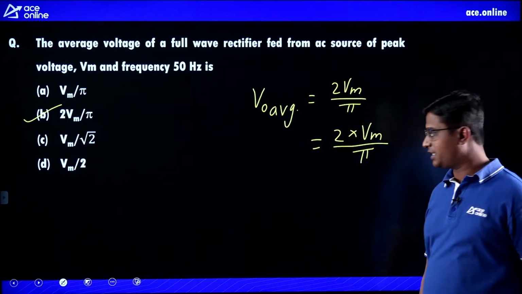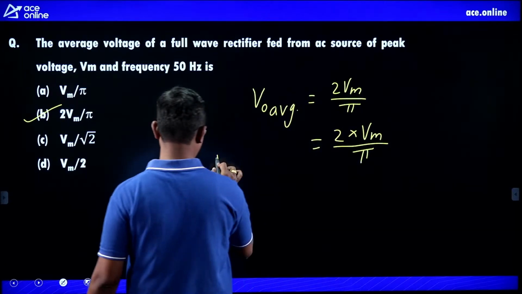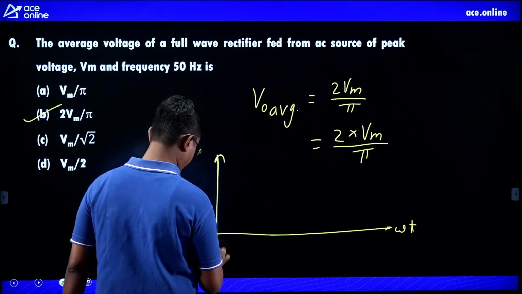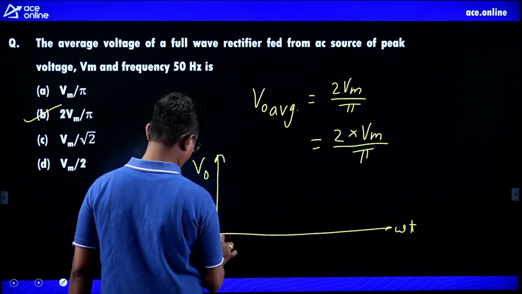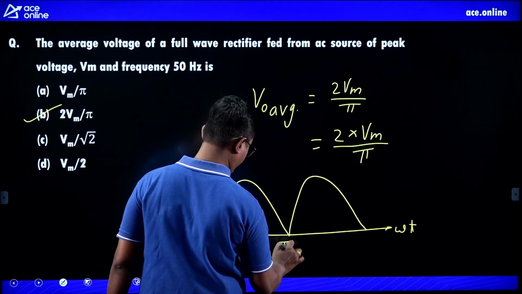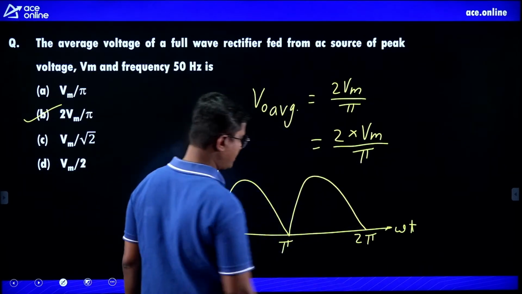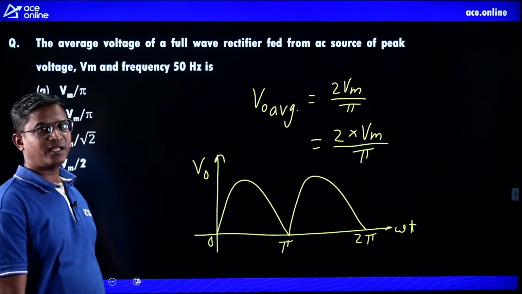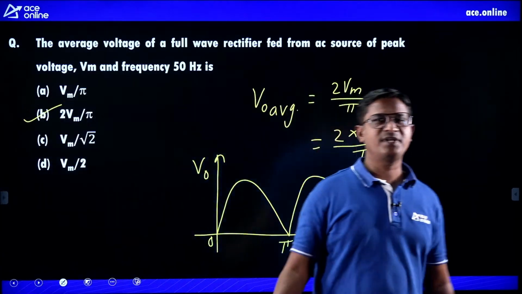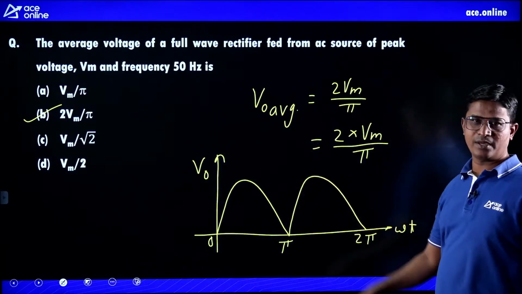Check full wave rectifier. How is my output voltage? Output voltage waveform is like this, na? Right? So for this waveform we can easily derive the V0 average. Alright? So it is 2 Vm by pi. For half wave it is Vm by pi. For full wave it is 2 Vm by pi.